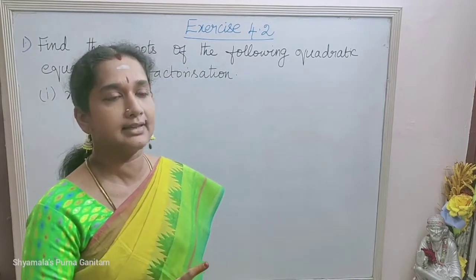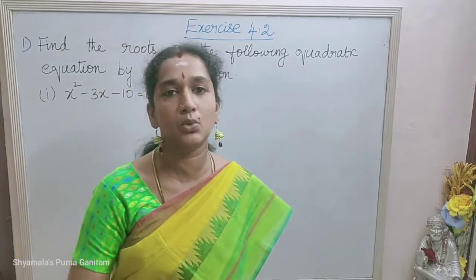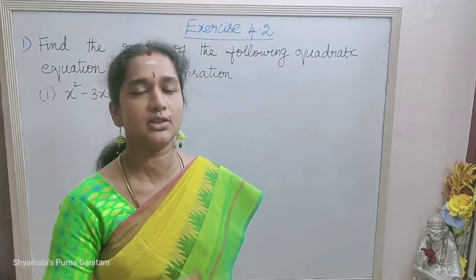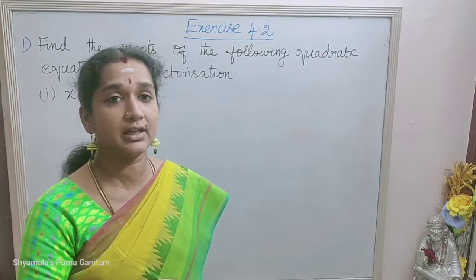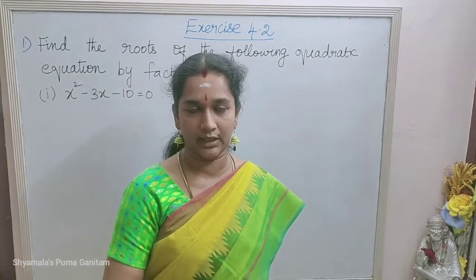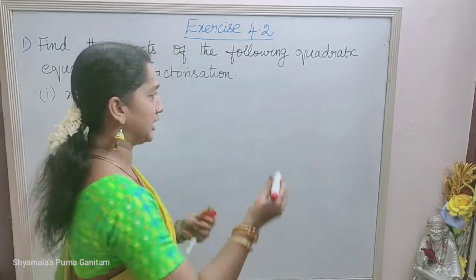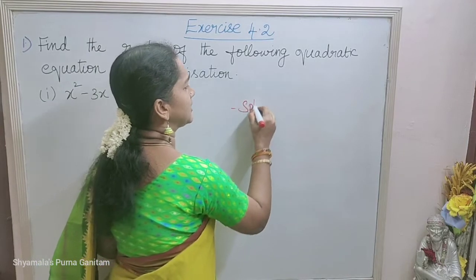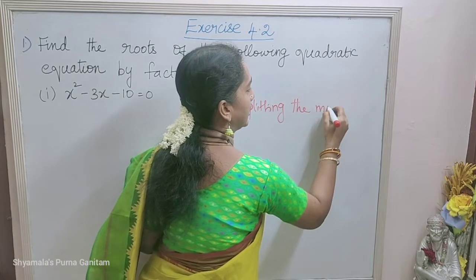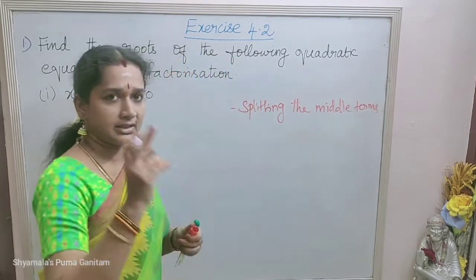Now the second exercise: we are asked to find the factors of the given quadratic equation. Factors or zeros, both are the same. For finding the factors of the quadratic equation, three methods are given. The first method is splitting the middle terms, which we have already learned in the lower classes. This is the first method.